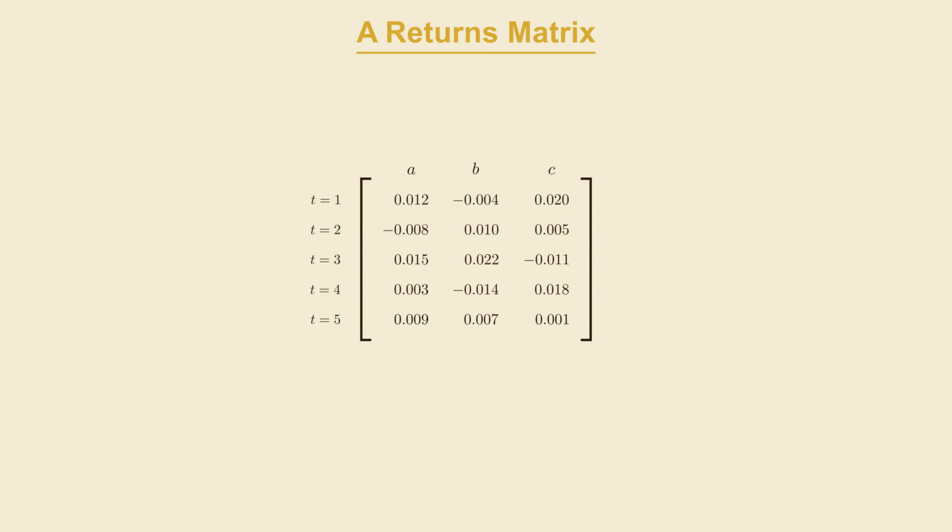We can organize the data so that the months are rows and the stocks are the columns. The entry in row 2, column 1, for example, is going to be the return on stock A in the second month. The entry in row 5, column 3 is going to be the return on stock C in month 5. The whole table is just a matrix with T rows and 3 columns. We use a capital R to denote it in finance.